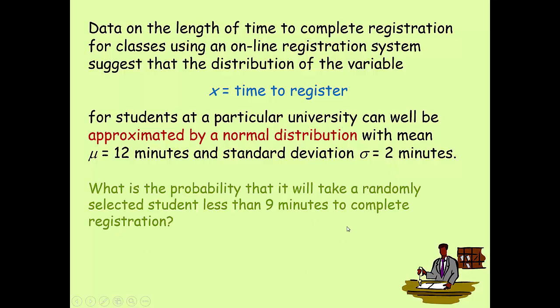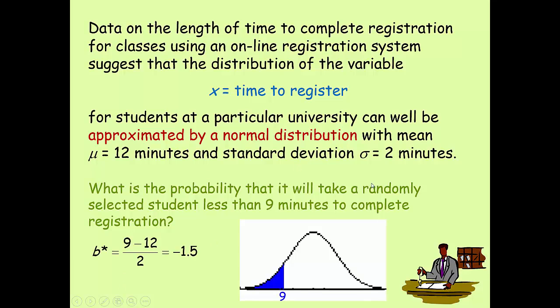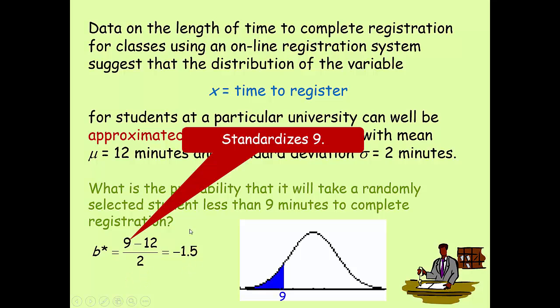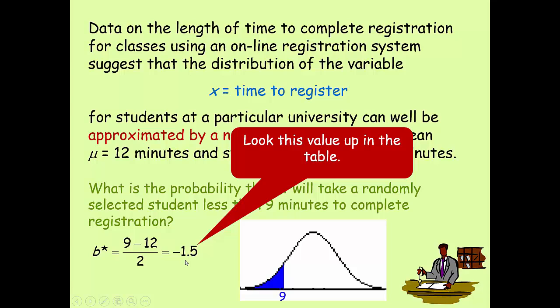I want to know the probability that it will take a randomly selected student less than 9 minutes to complete the registration. Again, I don't have a table with z-scores where the mean equals 12. I have one where the mean equals 0, so I standardize by taking my data value, and I can certainly see it's below the mean, so I should get a negative z-score. I subtract the mean, and I divide by the standard deviation. So I'm standardizing this 9 so I can look this value up in my table.